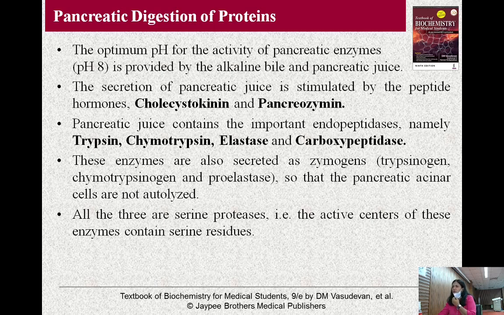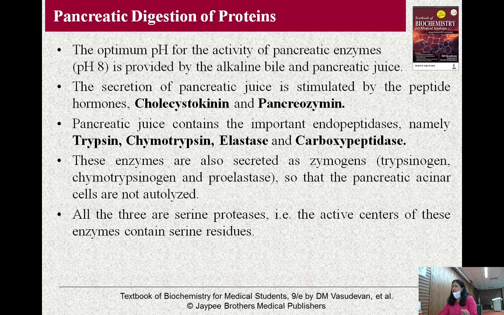Ma'am, the C-shaped duodenum. Okay, the second part of the duodenum, isn't it? The common bile duct opens. So the common bile duct is the duct formed by the combination of the bile duct as well as the pancreatic duct. Now, through the common bile duct, the bile acids.